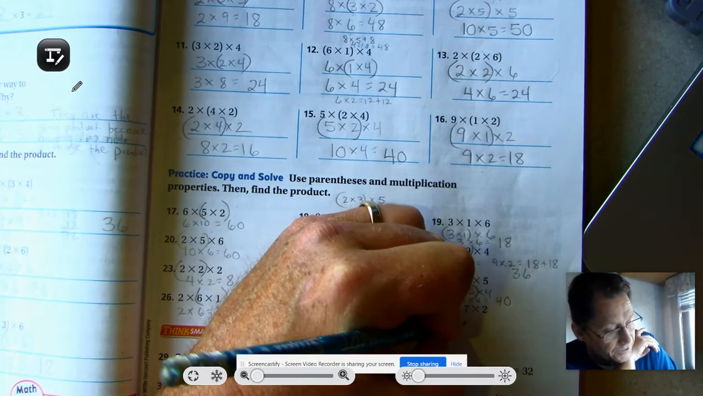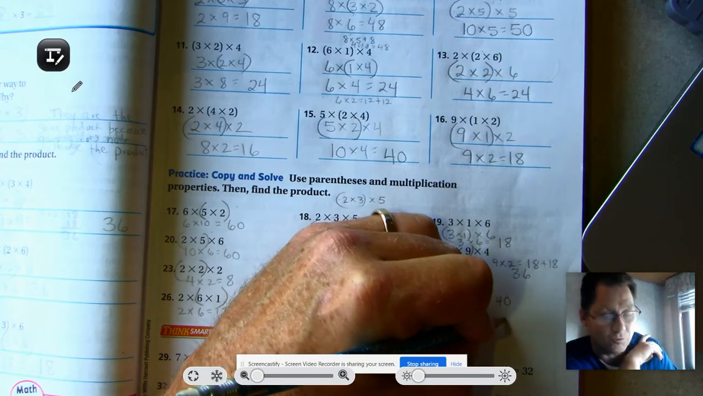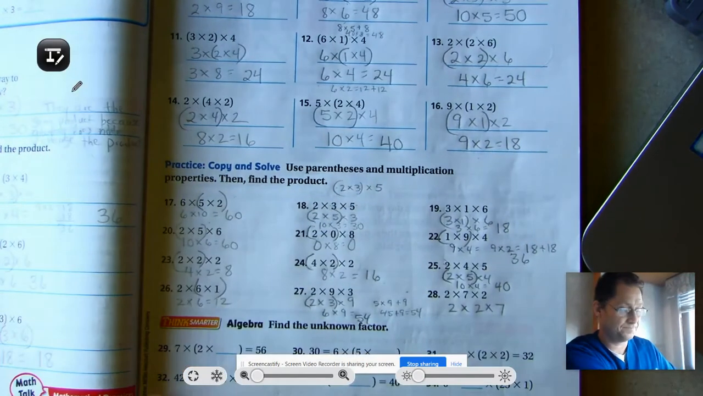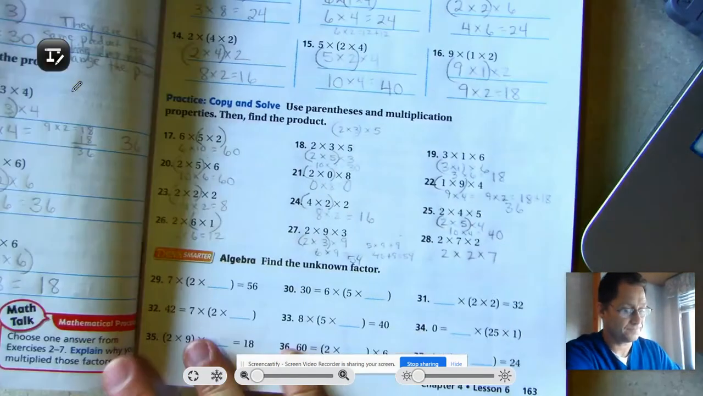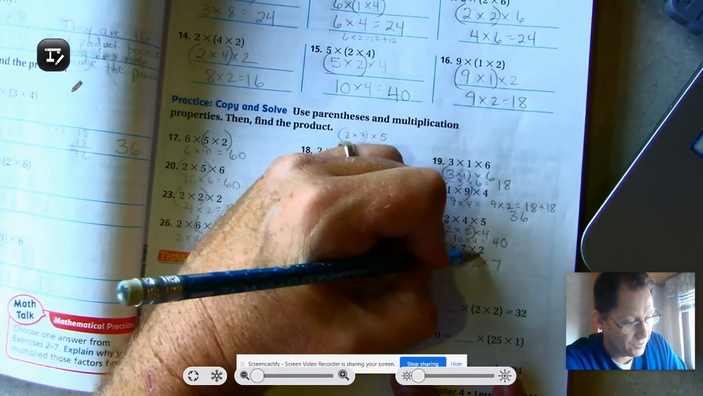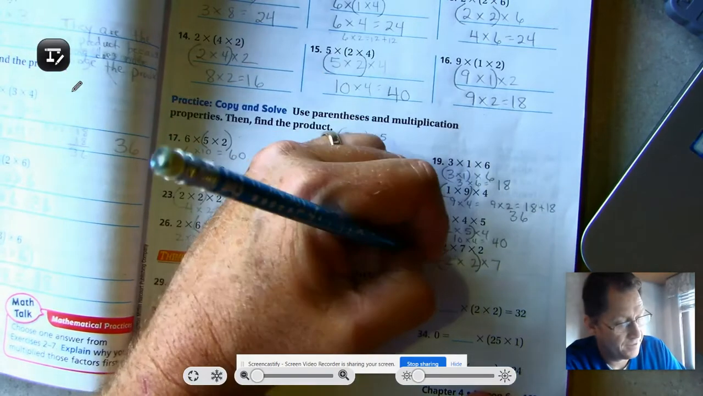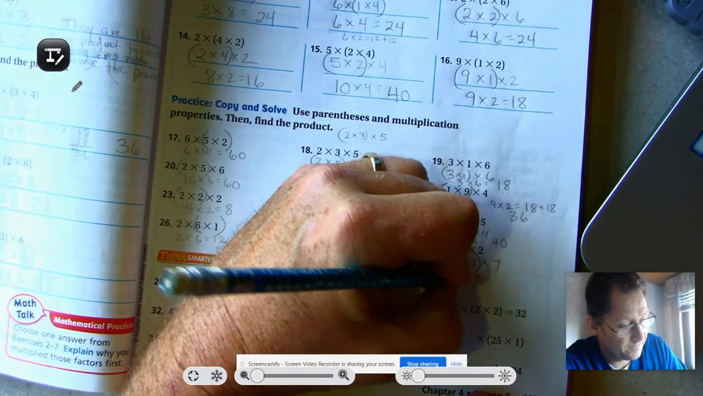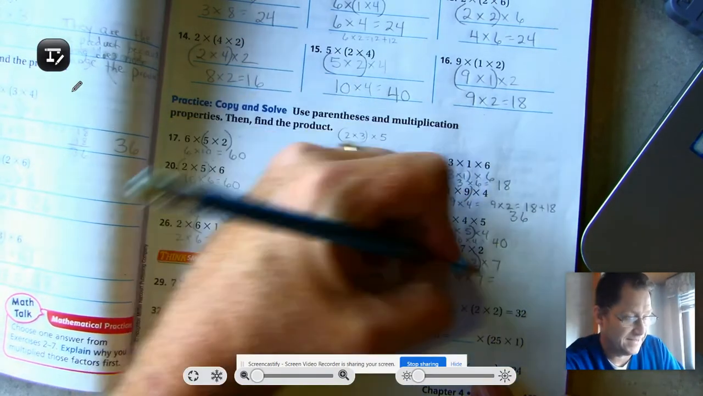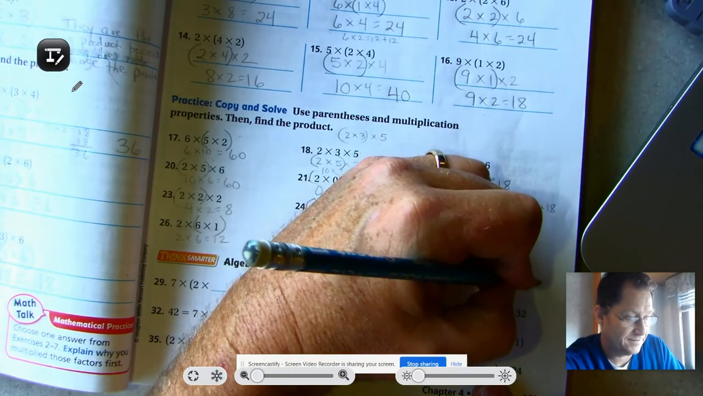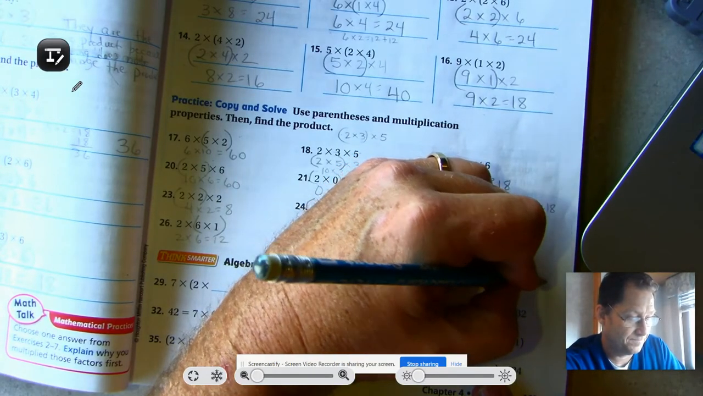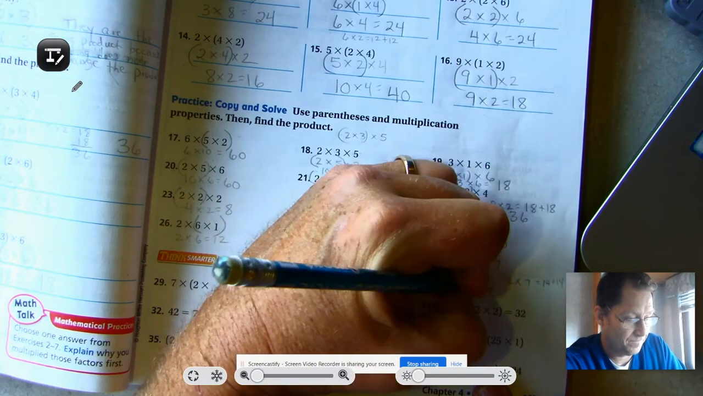2 times 7 times 2. So again, I want to use the commutative property to switch the order of the 2 and the 7, and then I'm going to group the 2s. 2 times 2 is 4. 4 times 7 is the same as 2 times 7 doubled. 28.